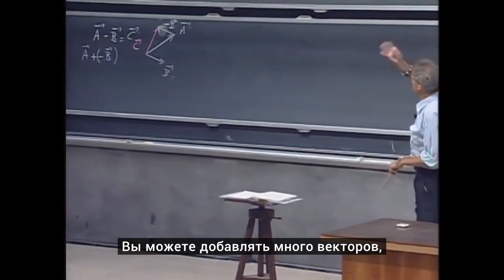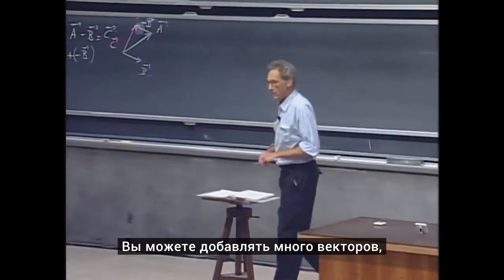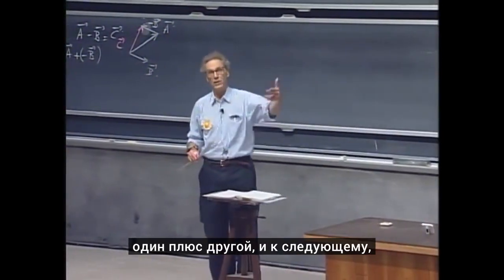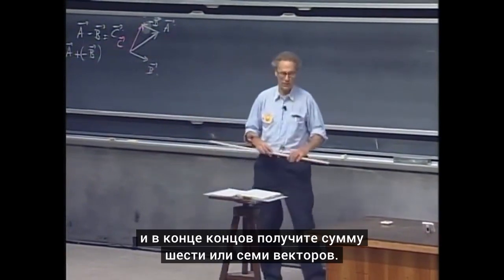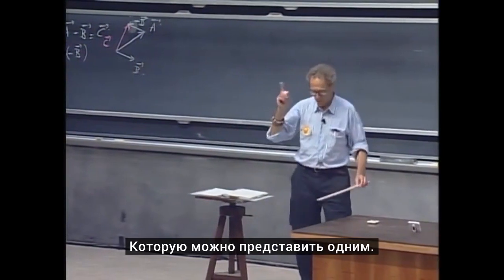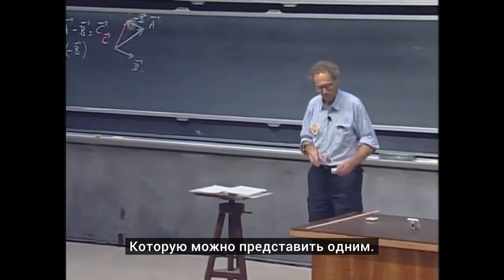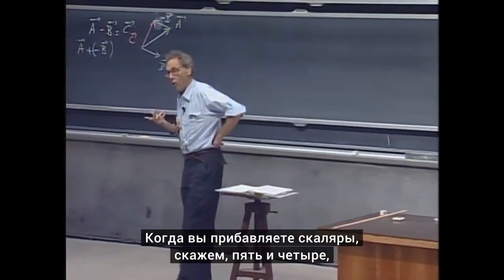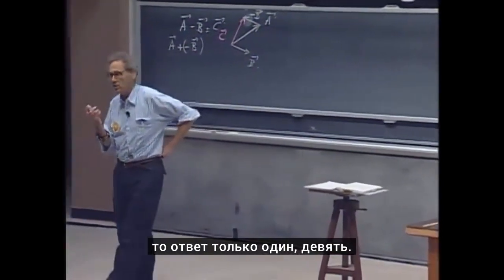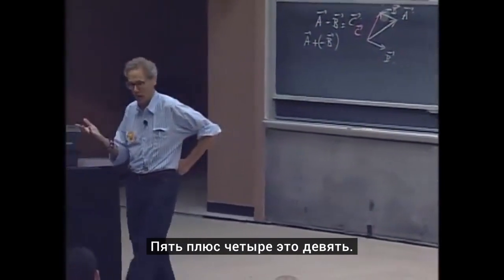So you can add a countless number of vectors, one plus the other, the next one, and you finally have the sum of 5 or 6 or 7 vectors, which then can be represented by only one. When you add scalars, for instance 5 and 4, then there's only one answer, that is 9. 5 plus 4 is 9.